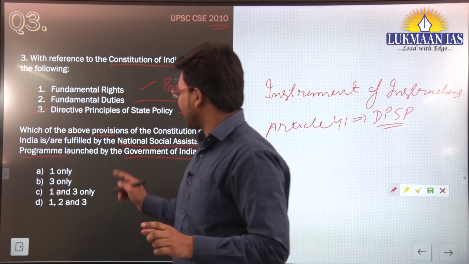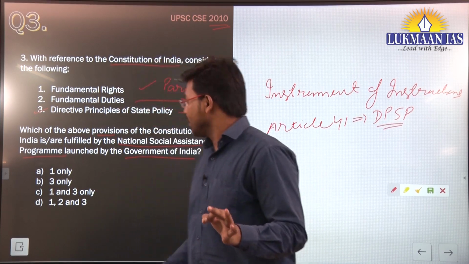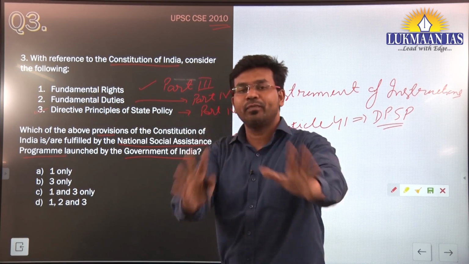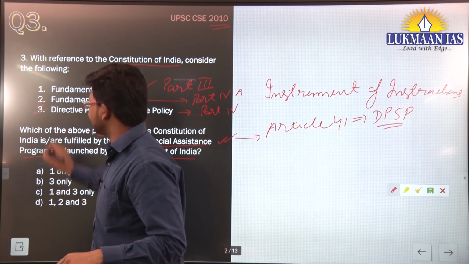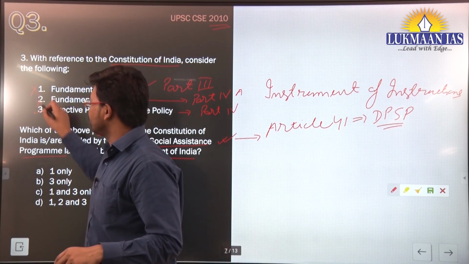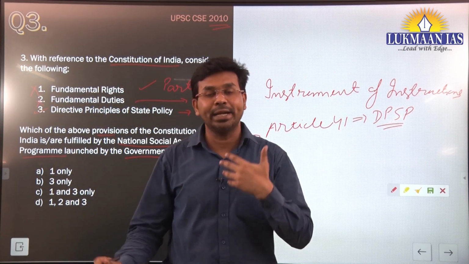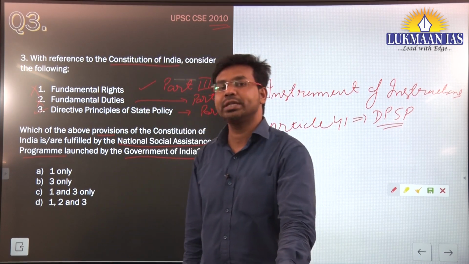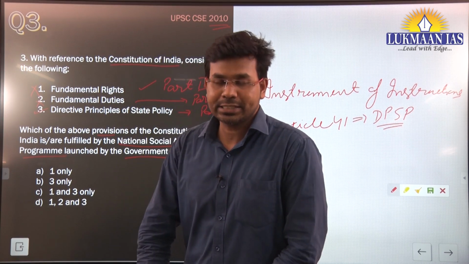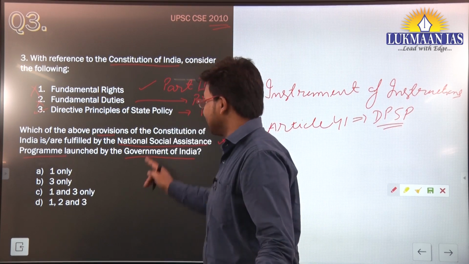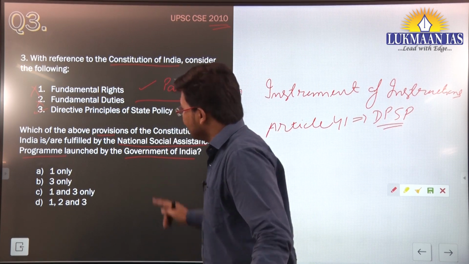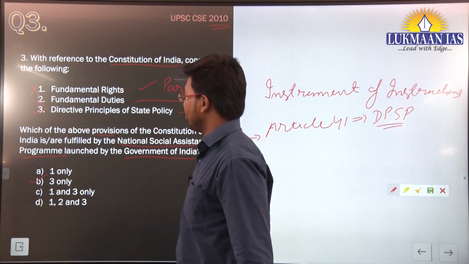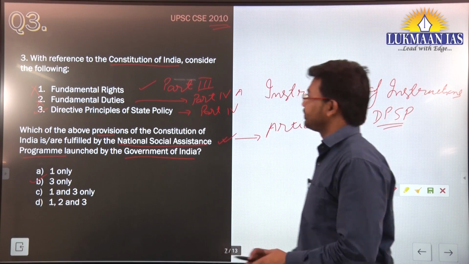Okay, so fundamental duties are not justiciable, and this particular law was not made to enforce fundamental duties. So the second statement is incorrect. Most fundamental rights are automatically enforced, and for certain fundamental rights to be enforced, the government has to bring exclusive legislation, but this is not that particular law. So the correct answer for this question is option B, 3 only.